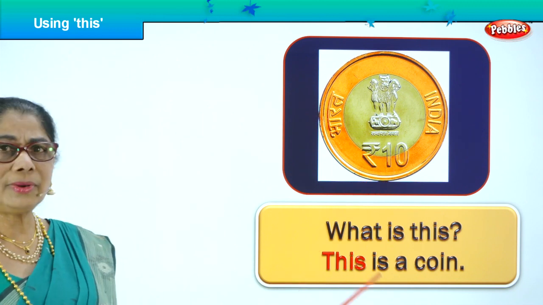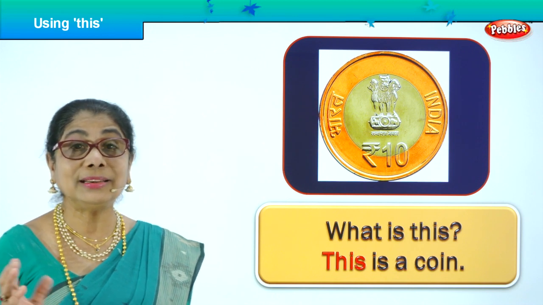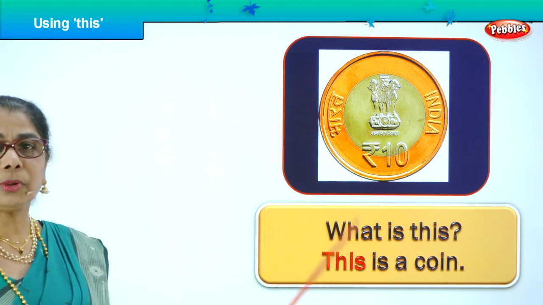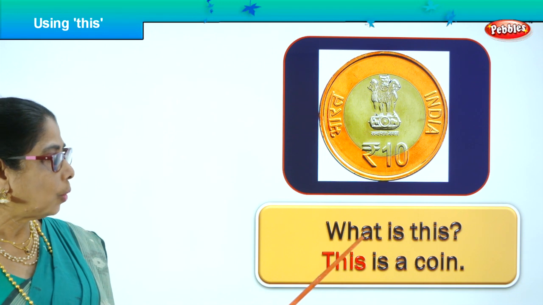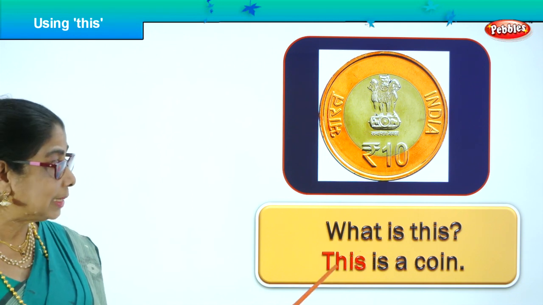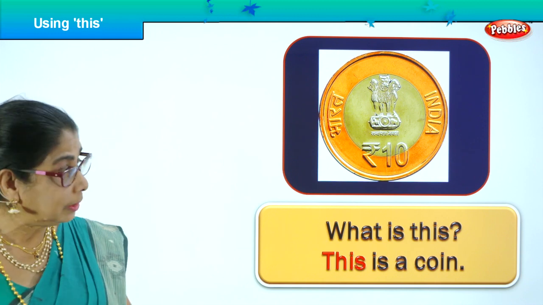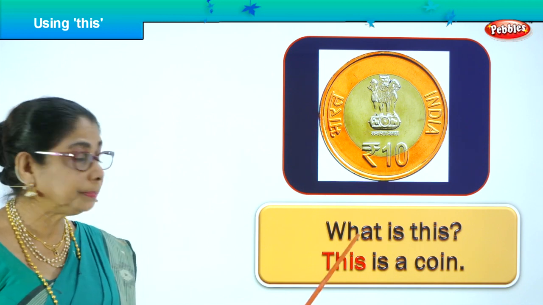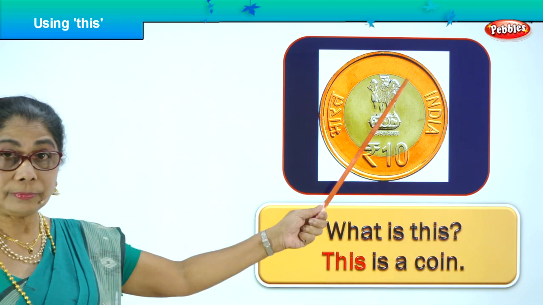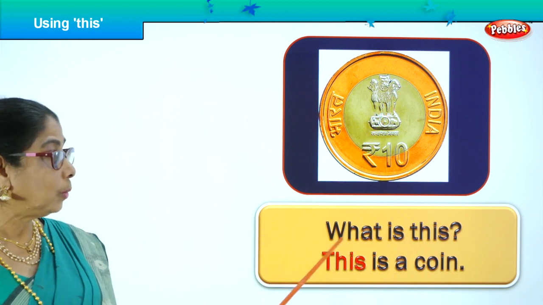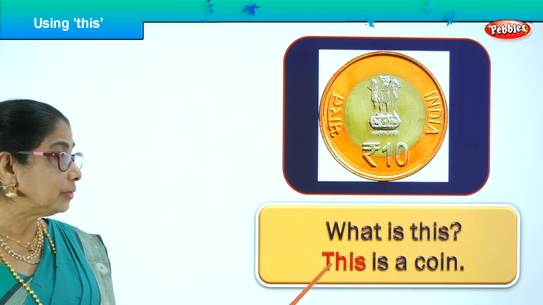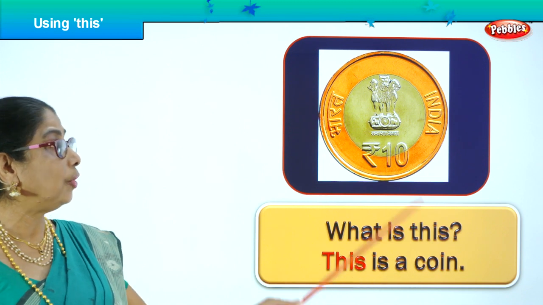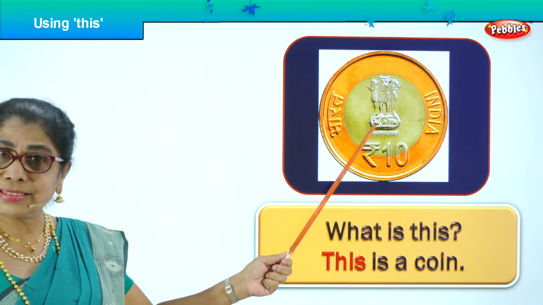Look at the question. We are learning to read the question, answer the question, and the use of "this" also, all in one. What is this? This is a coin. Read. Remember, in both sentences the first letter is capital, ending with a question mark for the question, and a full stop for the sentence. What is this? Instead of saying coin, we say "this". This is a coin.